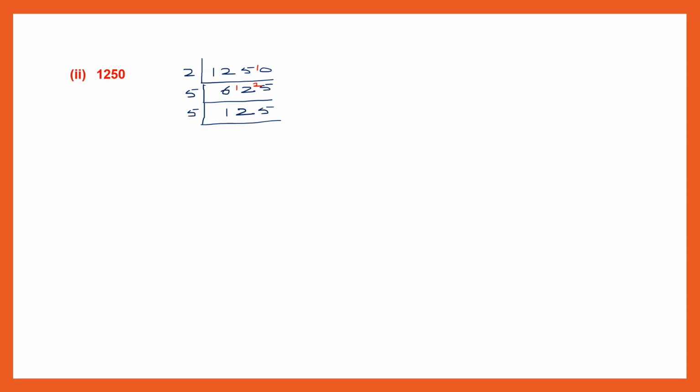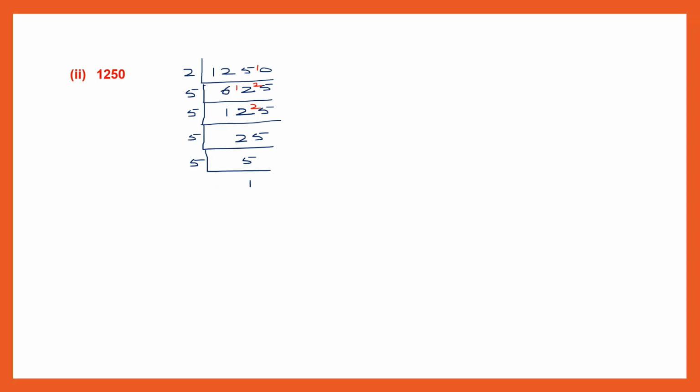Now continue with 5. 1 you can't divide, so you take 12. 5 2s are 10. 11, 12. That's 2 left over, so that becomes 25. 5 5s are 25. Now we have only 25 here. 5 5s are 25. When you continue, 5 1s are 5.